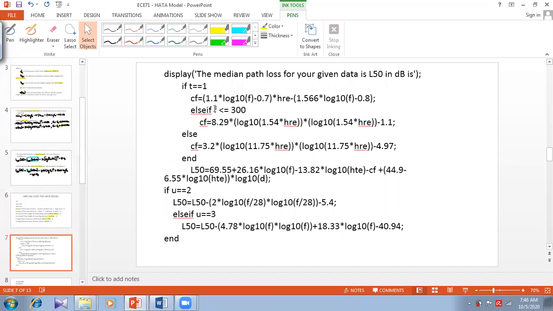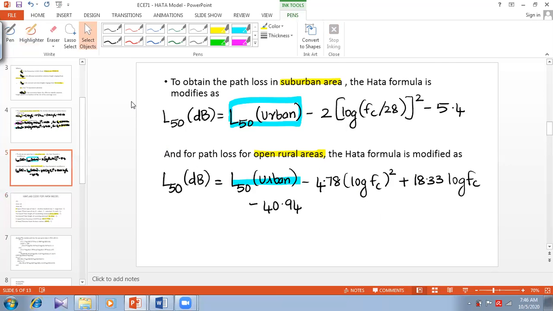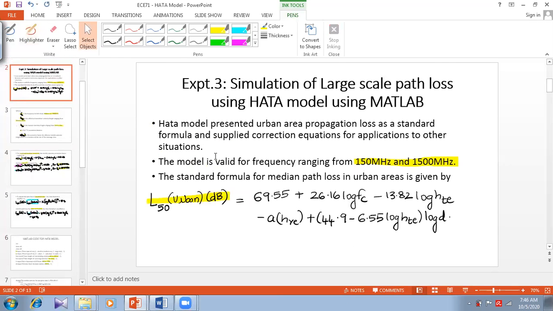Now, first step, we have to calculate the urban path loss using the Hata model. That was the first formula which we saw. Let us come back to it. Irrespective of the area under consideration, you should always find the urban path loss using Hata, because from there, whether it is suburban or rural, we'll be using the urban area path loss formula. This data is required to compute all the others.